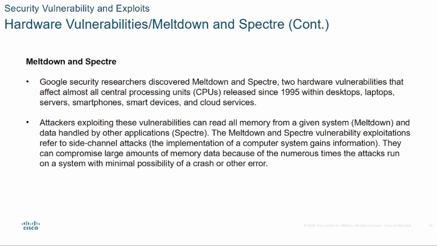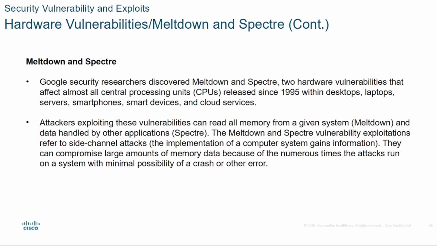Looking at the meltdown vector more deeply, Google security researchers discovered Meltdown and Spectre as two hardware vulnerabilities affecting almost all CPUs released since 1995, in desktops, laptops, servers, smartphones, smart devices, and cloud services. Attackers exploiting these vulnerabilities can read all memory from a given system, including data handled by other applications. That one is called Spectre.